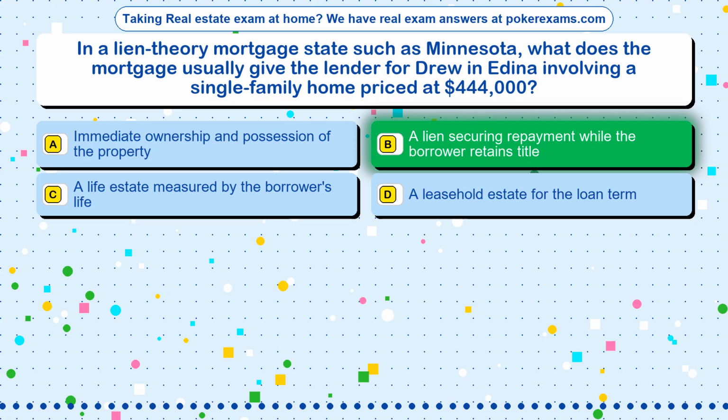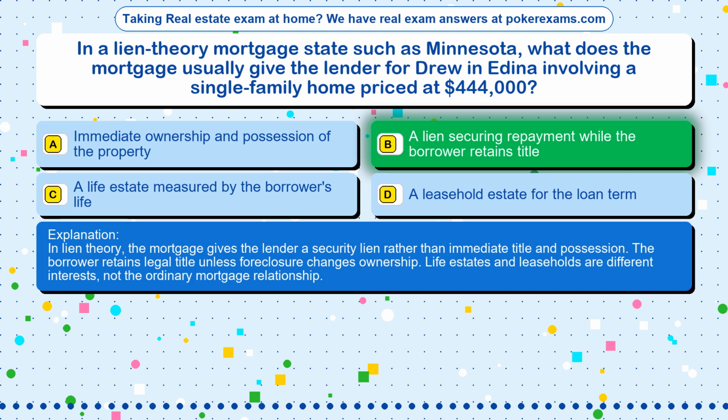The correct answer is option B, a lien securing repayment while the borrower retains title. In lien theory, the mortgage gives the lender a security lien rather than immediate title and possession. The borrower retains legal title unless foreclosure changes ownership. Life estates and leaseholds are different interests, not the ordinary mortgage relationship.